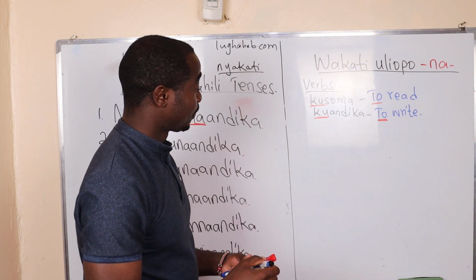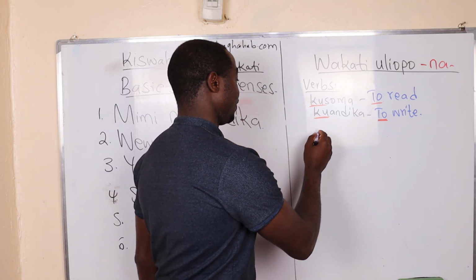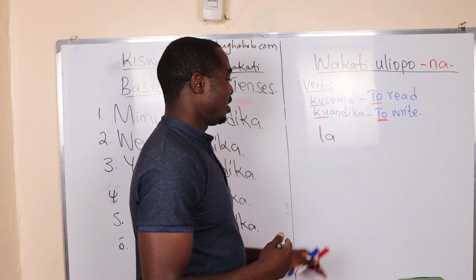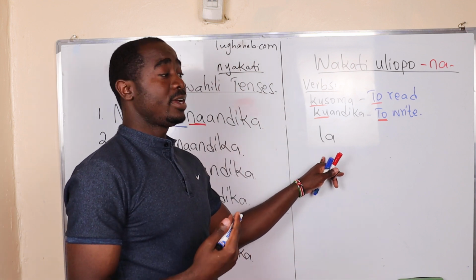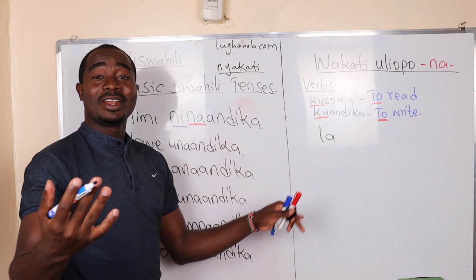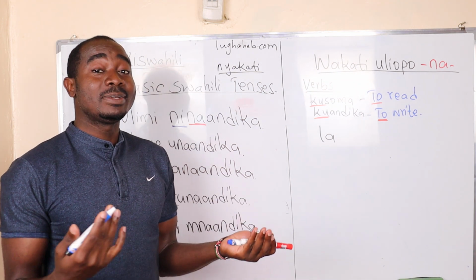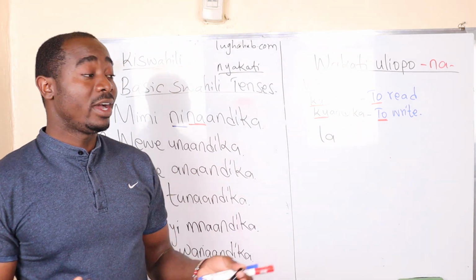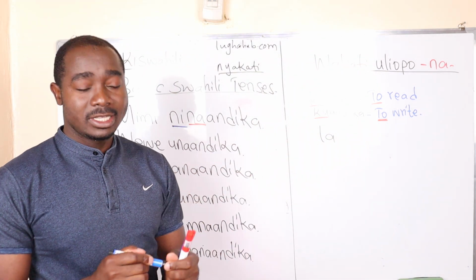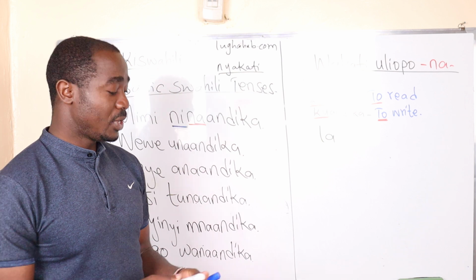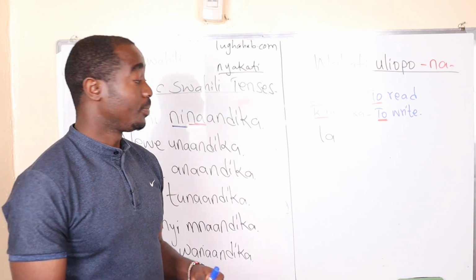We have here the verb la. When I say la, what does it mean? When I tell you la, you will not understand. La means eat, but it doesn't make sense when I just say la. We have to add the ku so that this verb makes sense. So it becomes kula.